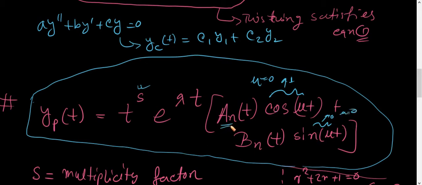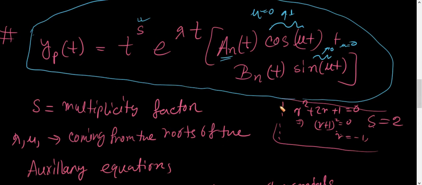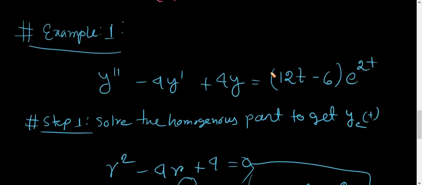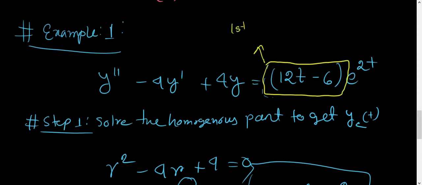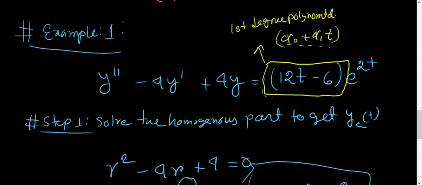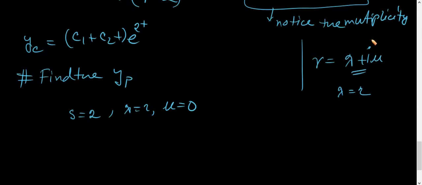But what about this a_n? How many degrees of polynomial should you take? The idea is to look at the function over here. Let me just highlight it with another color. That is this one. This is a first degree polynomial. So a general first degree polynomial has the form alpha 0 plus alpha 1 t, like this. So we are going to take this form, and now let's try to construct the solution.